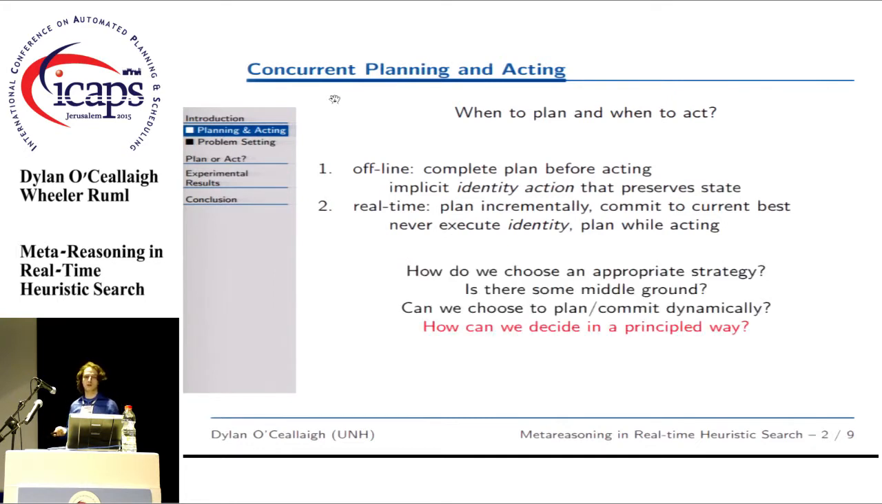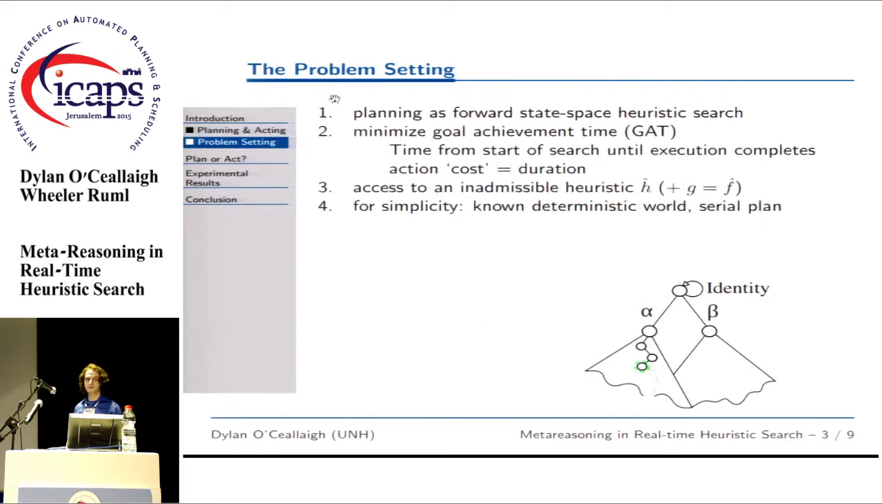Now, there's a number of questions we want to address, including how can we choose an appropriate strategy? Is there some middle ground between the two? And can we choose to plan and commit dynamically? And most importantly, how can we decide what to do in a principled way? And the approach that we use to address these problems is meta-reasoning.